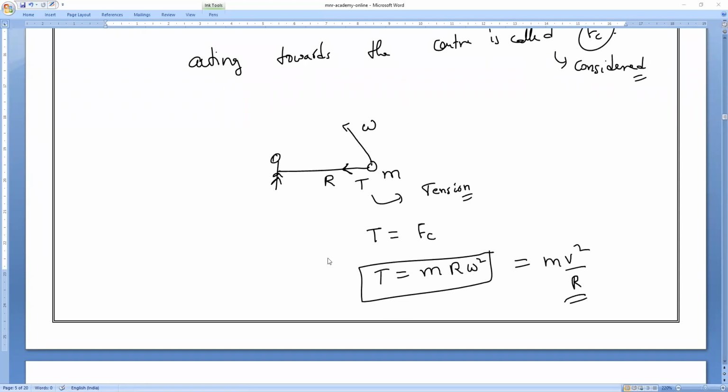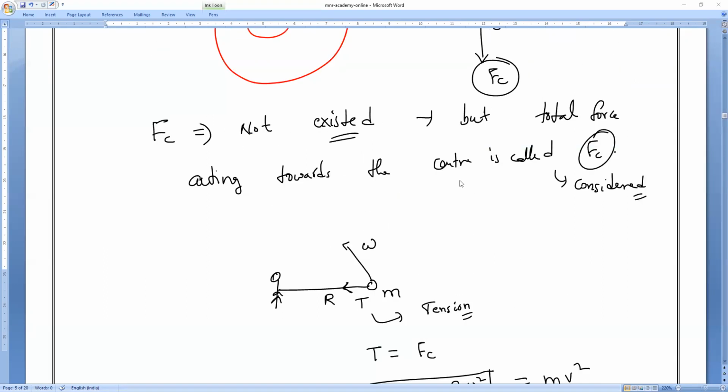So to calculate the amount of tension present in the string, we will use this formula. That is what we used to call centripetal force. Understand? As we understand this statement, write this statement also. Actually the centripetal force does not exist, but what will happen? The total force acting towards the center, we used to consider as a centripetal force. That is what you have to remember.